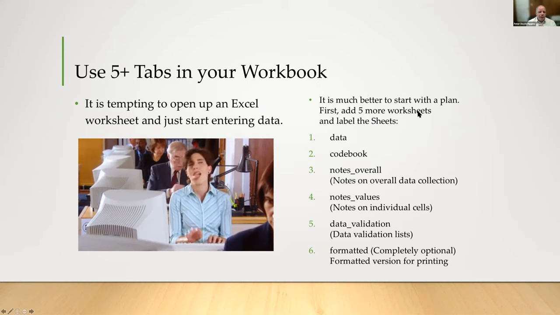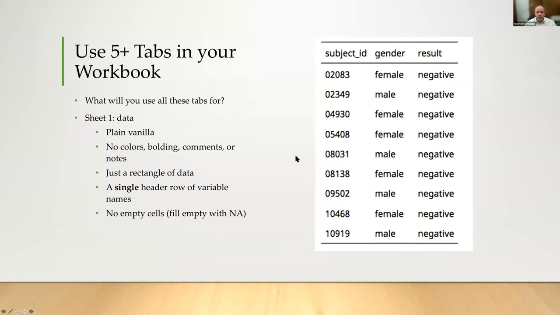So it's tempting just to open up an Excel spreadsheet and just start entering data, but it's better to start with a plan. You need worksheets for data. That's your clean vanilla rectangle. Your code book for each variable. Your notes overall, so notes on the overall data collection, what the study is about. Notes on individual values, your data validation lists. And if you want to, you do traditional Excel stuff to make a pretty formatted version for printing or sharing with others. But that should be on a separate tab.